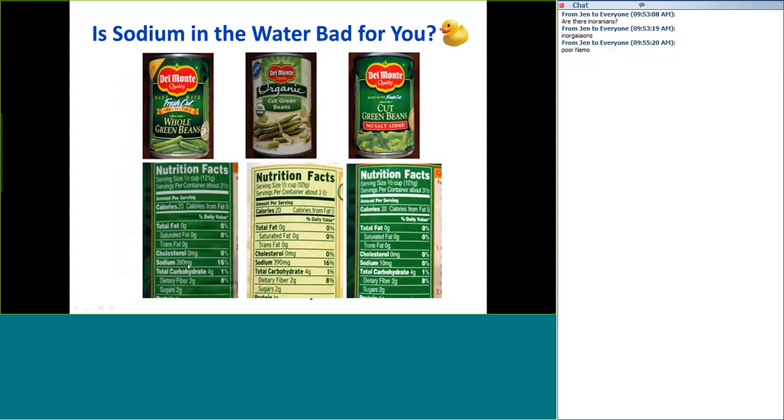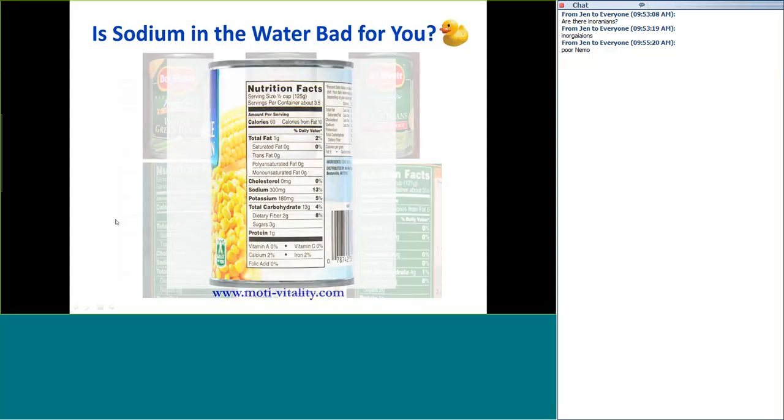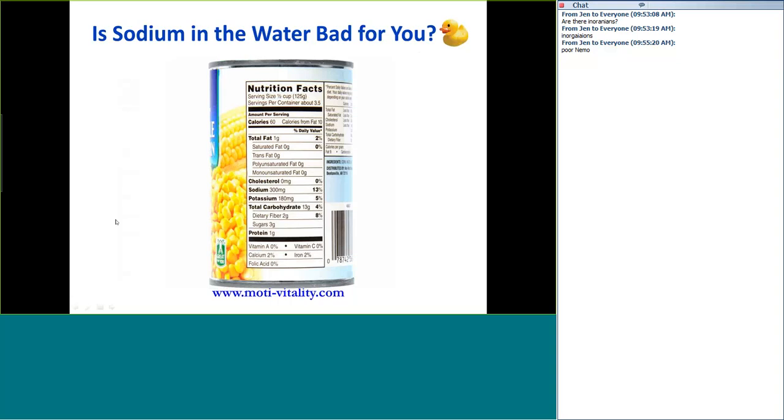Same thing with this one, the Del Monte, 90 milligrams. Interesting. This is corn. Corn is healthy, right? And corn, how can that be bad? 300 milligrams. Oh, but look at the serving size. That's 300 milligrams times, so what? 1,150 milligrams of sodium if you ate this whole can of corn. Pretty amazing. I don't know if you guys love corn that much, but I like corn.